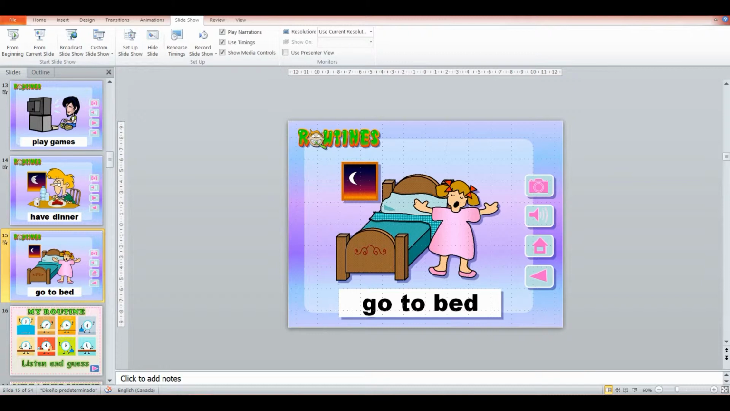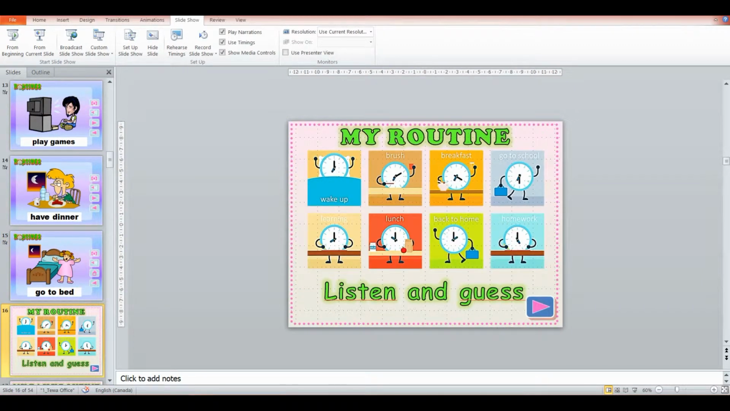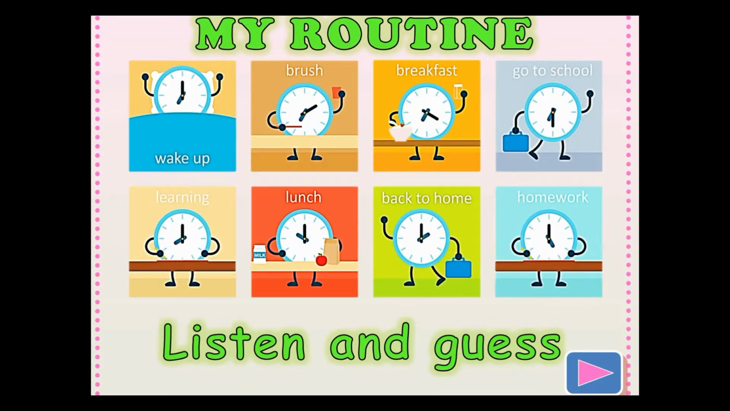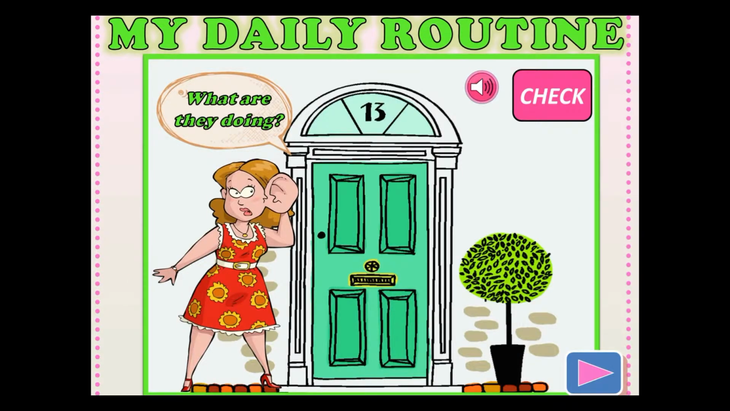So after going through all these routines, doing all the TPR and getting them to drill and recite, we'll go into a game here. So this is a really fun game. What are they doing? So they have to listen to someone doing a routine, or a part of that routine, and then they have to guess what that might be.